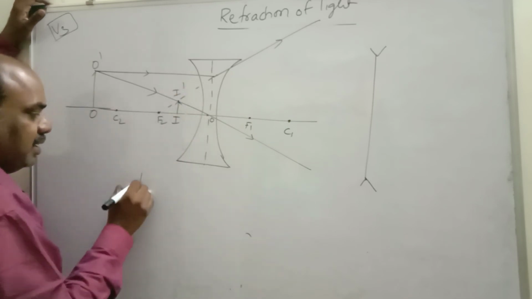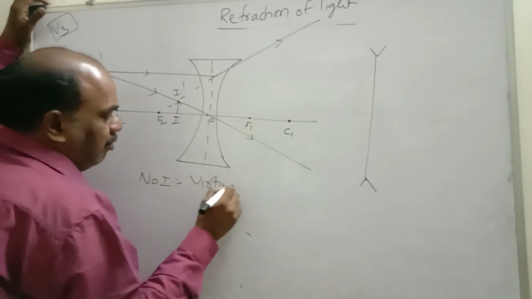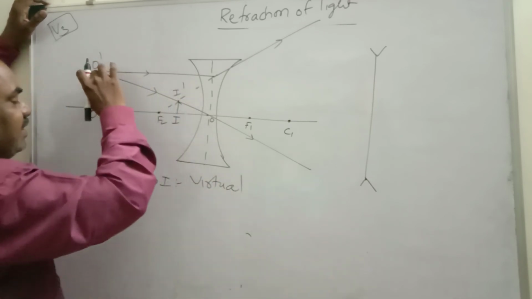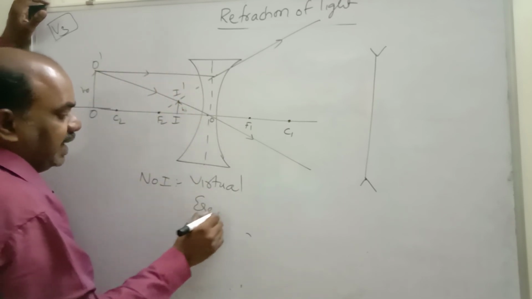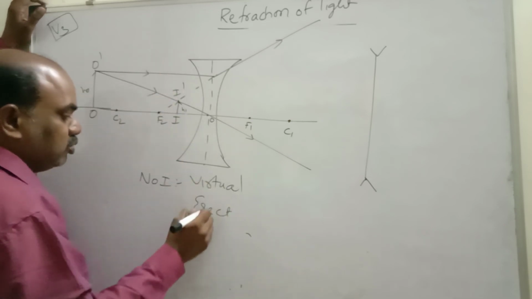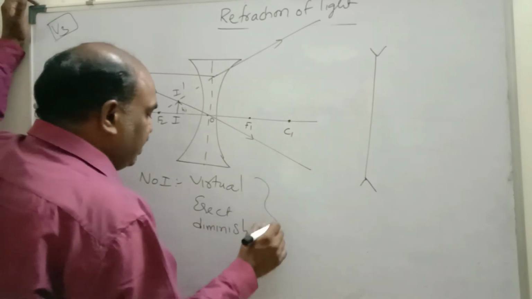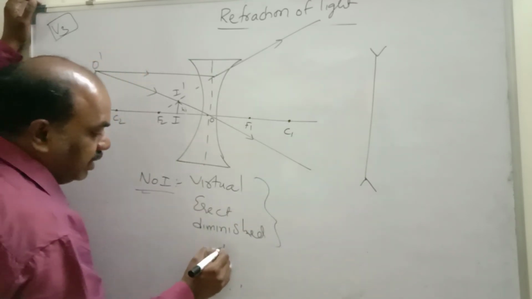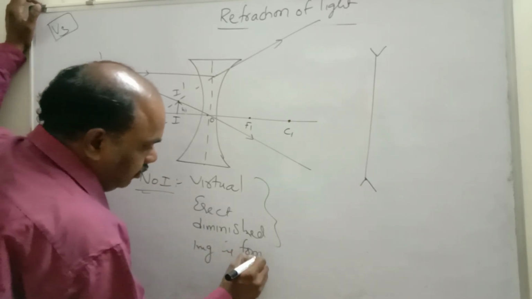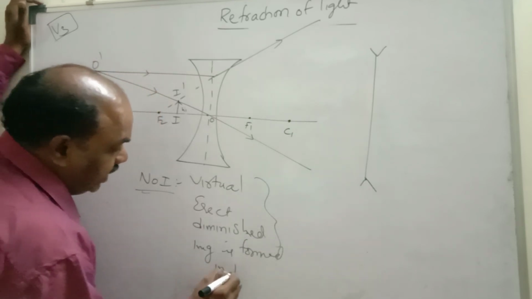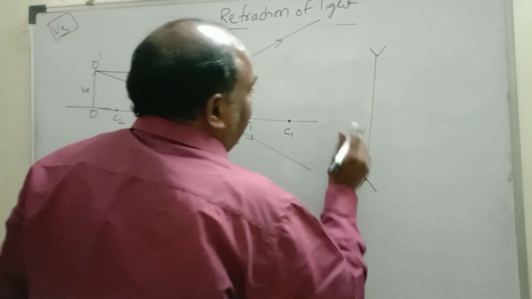What is the nature of the image? The image is virtual, on the same side, no? Virtual image, and the size is diminished compared to the object height; this height is very, very small now. Virtual and erect. The image is always virtual, erect and diminished. Where is a virtual, erect, diminished image formed, children? Between F2 and O. The same diagram you can draw here also.